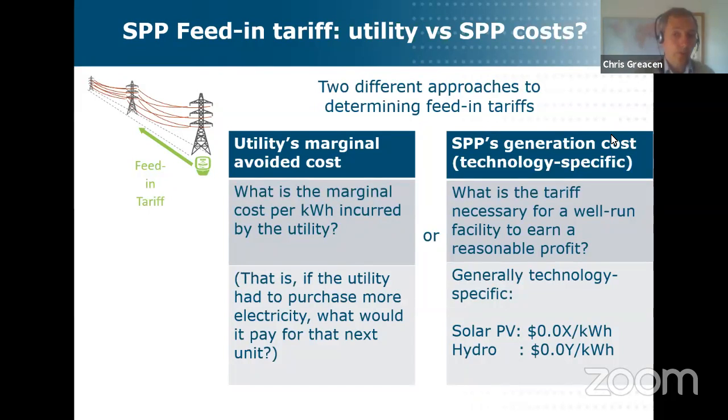The first is basically the cost of electricity from the utility's perspective. If the utility wasn't receiving electricity from this SPP, what would it cost the utility to receive that unit of electricity from somewhere else? The marginal cost. Technology-specific feed-in tariffs, on the other hand, focus on the cost from the SPP developer's perspective. What does it cost for a renewable energy generator to generate electricity, assuming a reasonable profit for the generator? As the name suggests, technology-specific tariffs vary from technology to technology. They also typically vary in scale, so smaller renewable energy generators will receive a higher tariff than larger ones. This is often put in place to support the building of the renewable energy industry.